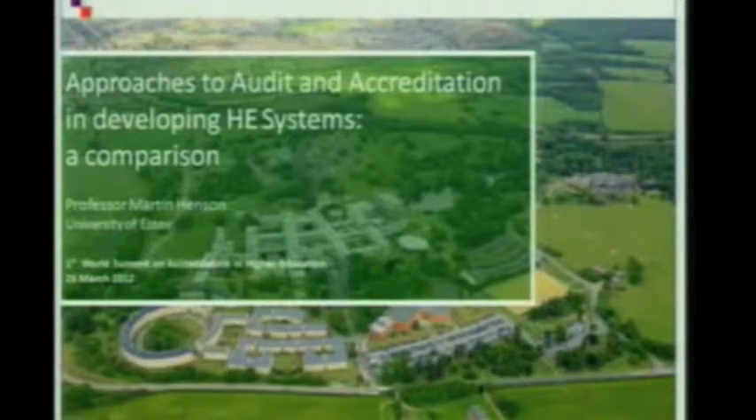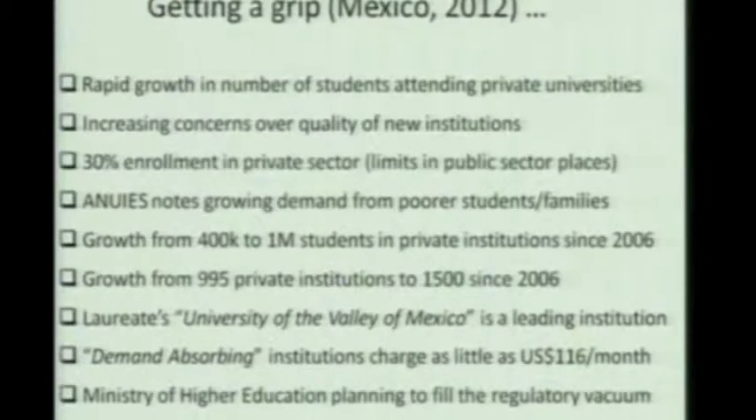But before I tackle the main topic, I want to make a few remarks about what's currently happening in Mexico, as that country is now facing the same issues and challenges that the UAE and Oman did a decade or so ago. Mexico is seeing a massive increase in demand for higher education. Student numbers have more than doubled in the last 6 years, and demand has been soaked up largely by a rapidly expanding private sector that has grown by more than 50% in the same time.